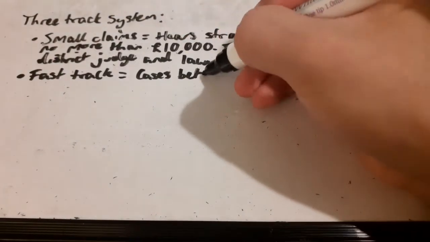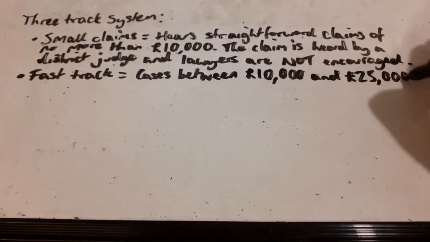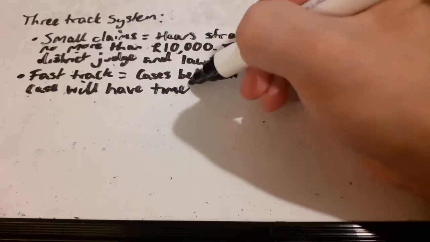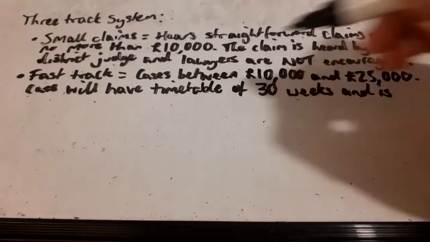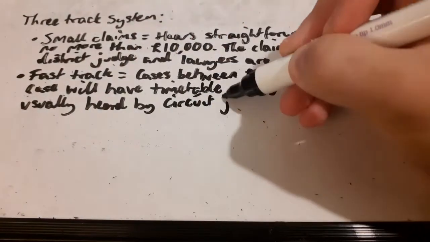The second track is the fast track. This hears cases between £10,000 and £25,000. The case will have a strict timetable of 30 weeks and is usually heard by a circuit judge. The parties can be represented by a lawyer.